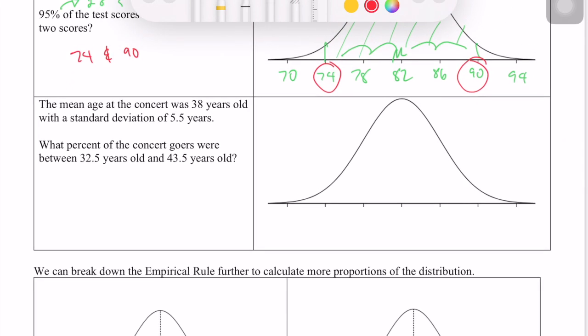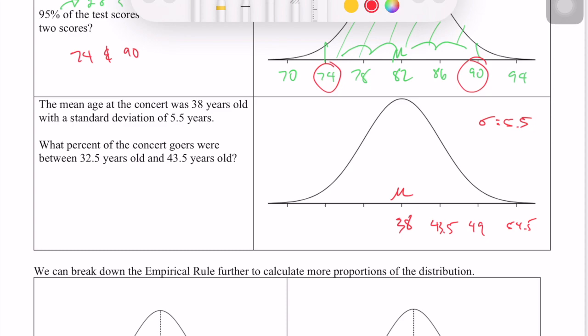All right, the mean age at a concert is 38 years old. I immediately stop, write that down. Standard deviation is 5.5. Stop, write that down. All right, so that gives me what? And excuse me if I mess up. 43.5. That's 48. That's 49. Add another 5. That's 54.5.